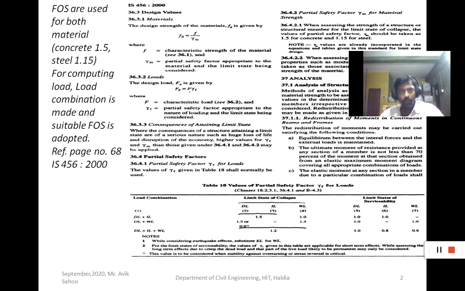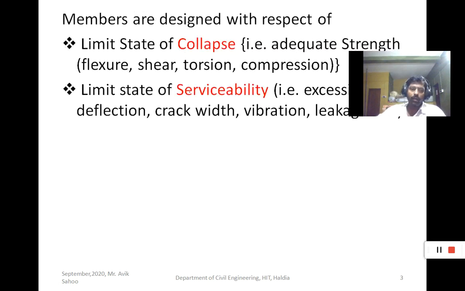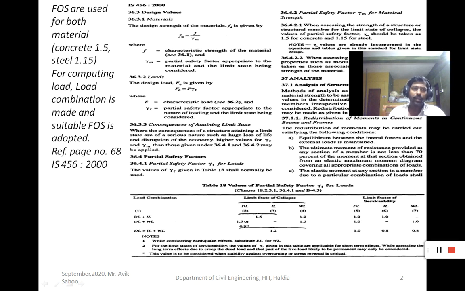Now in limit state method, you have seen that in working state method, we are considering only the factor of safety for material, but not for load. We are not considering it in working state method. You have seen that the actual loads, service loads, are considered, whereas in limit state method, for both material as well as load, the factors of safety are introduced to design the member.